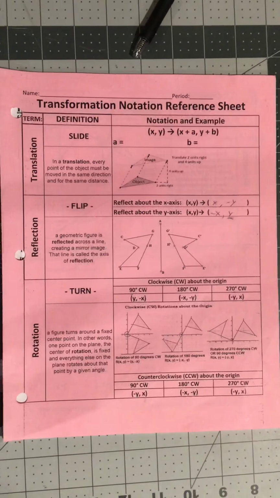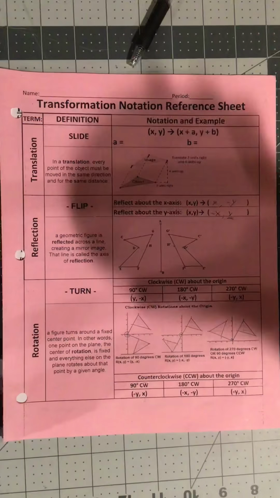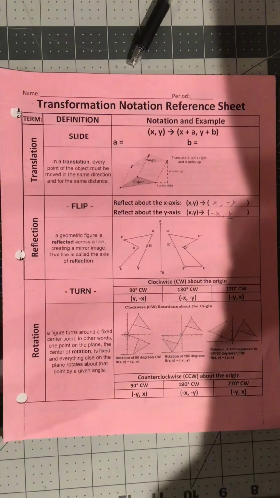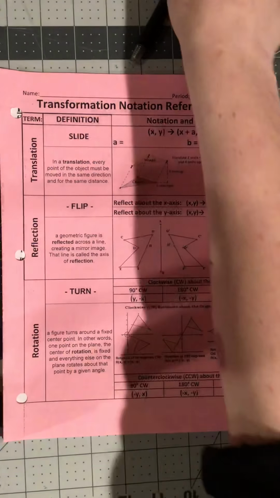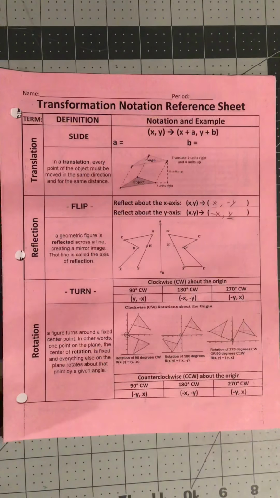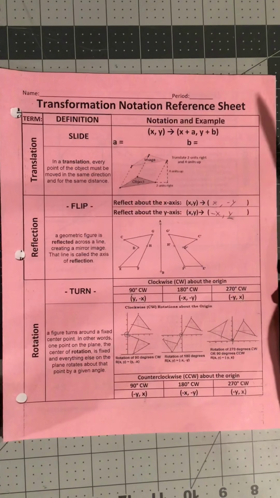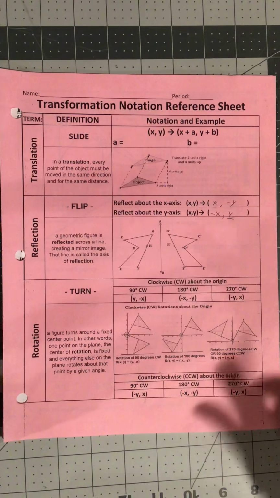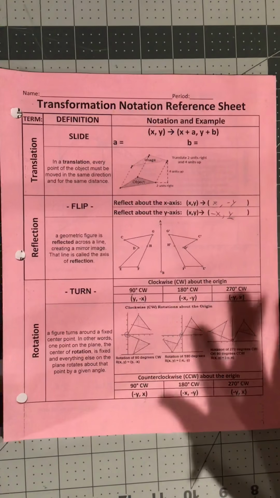Okay, so today I can't really do my video on the board, mostly because we're going to be doing a lot of stuff with transformations, and it's hard to do that on the board. So I figured out a way to do it down here. This is my cool table. This is my transformation notation reference sheet. It's kind of like my little cheat sheet for this chapter, which I love.